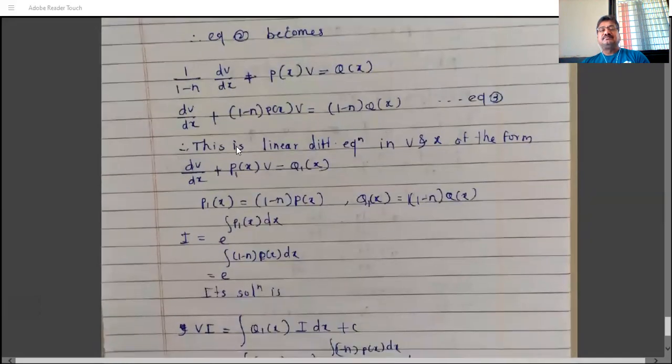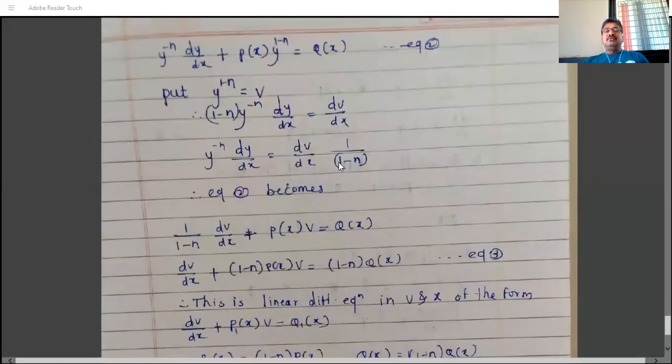we denote it as P1(x) and Q1(x). So what is P1(x)? P1(x) is 1 minus n into P(x), and Q1(x) is 1 minus n into Q(x). So this is the linear differential equation in v and x, instead of y and x. The linear differential equation in y and x is dy by dx plus P(x) y is equal to Q(x). So if instead of y you write v, we get the linear differential equation in v and x.